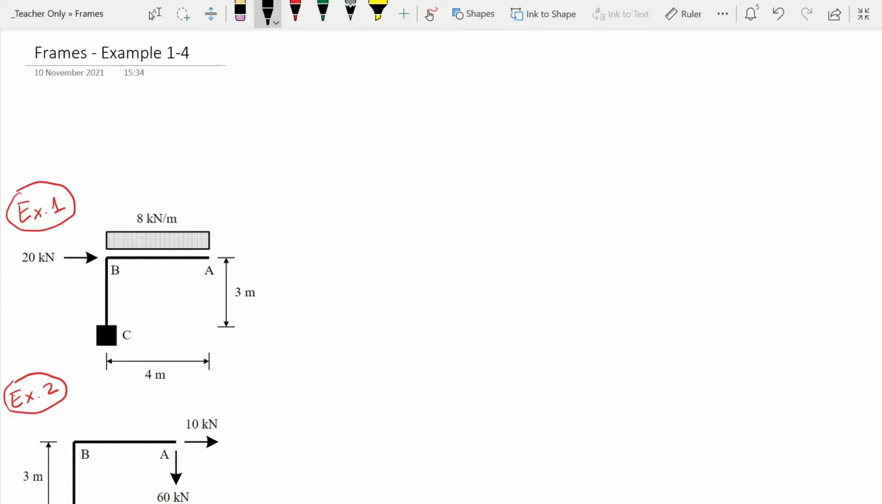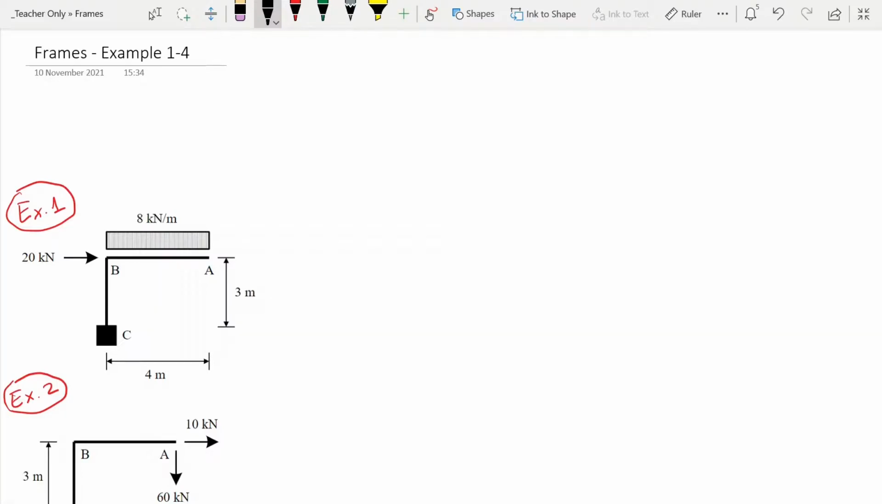Hi everyone. This video is the solution for example 1 to example 4 on the topic of statically determinate frames. The main idea of this topic is to make you understand that there are different ways to solve this type of problems, and it's your decision to figure out which one is the best and figure out different ways when the one that you try first doesn't work.